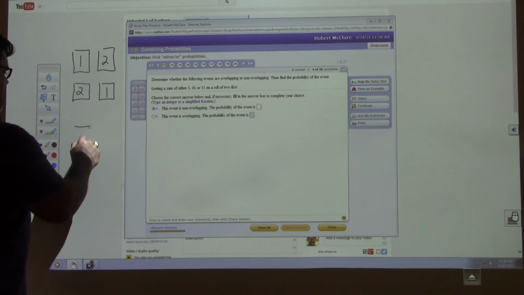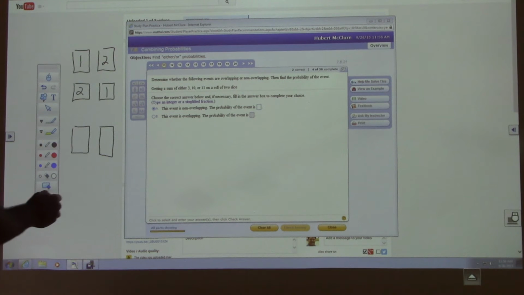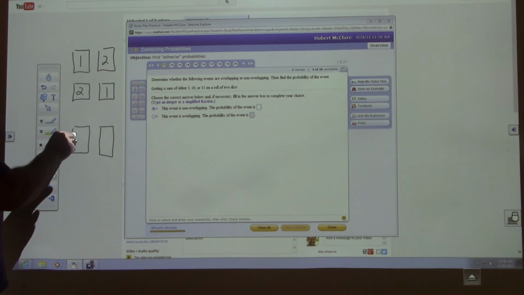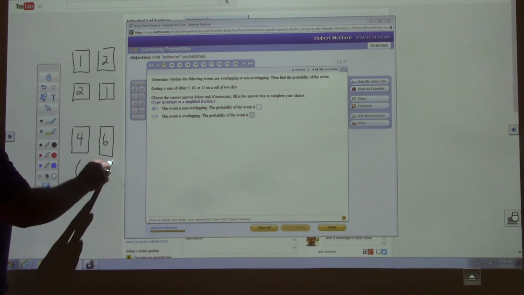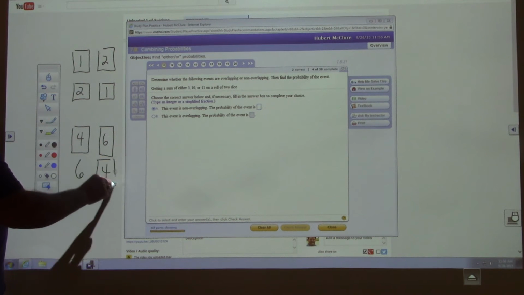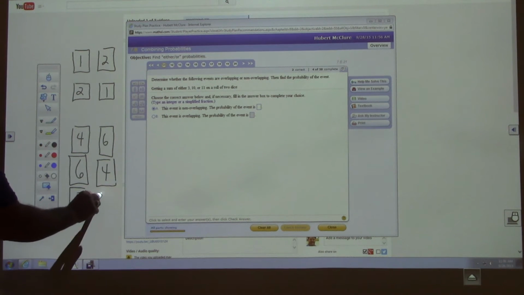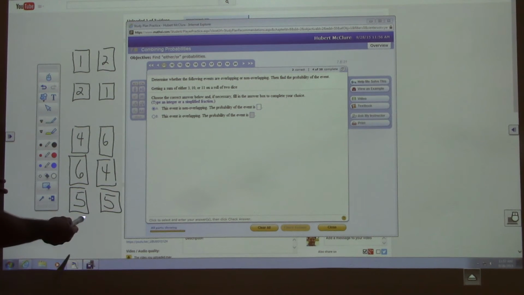Now, 2 die, and we're going to get a 10. Well, let's start with 1 and 9. No, you can't do 1 and 9 because there's no 9 on them. So what's the first one you can do? 4 and 6, and 6 and 4. What else? 5 and 5. Anything else? 5 and 5.